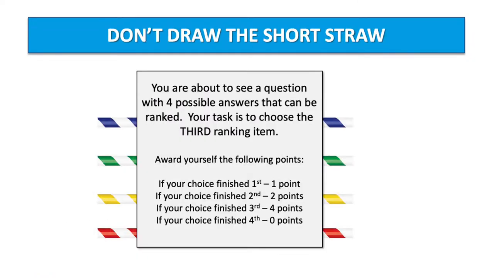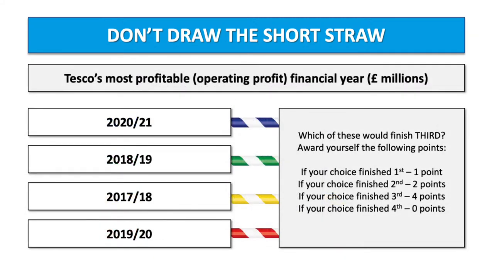Thanks, Pete. Our final activity today is called Short Straw, and your task here is to avoid the short straw. You're about to see a question with four possible answers that can be ranked. Your task is to choose the third ranking item. If your choice finished first, you'll get 1 point. If it finished second, you'll get 2 points. If you get the right one, the one that finished third, you get 4 points. But if you pick the short straw and pick the one that finished fourth, you get nothing. So put these in order.